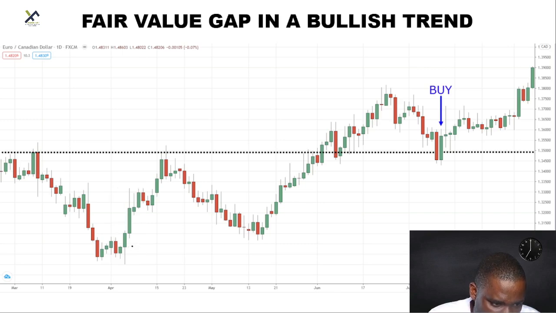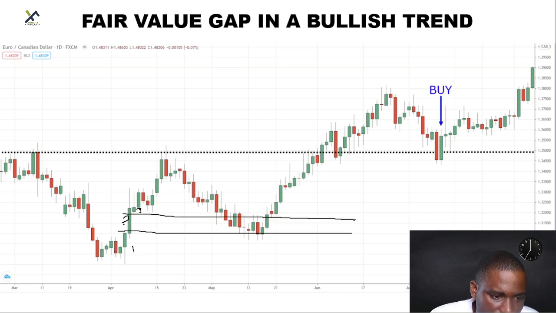We have candle 1, candle 2, and candle 3. We connect the high of candle 1. We connect the low of candle 3. Now you discover that there is a gap between them. Now that gap is called a fair value gap. Now let's look at our criteria and see if this fair value gap met the criteria.